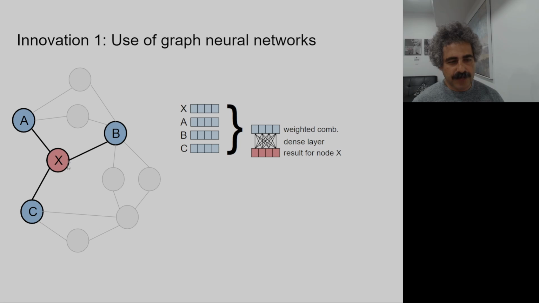We take a particular vertex and we look at its neighbors. Each of these vertices has a particular feature vector associated with it. These are combined into a single feature vector by a weighted combination. Then a classical dense layer and an activation function are applied to obtain a result for node X. The graph layer typically processes all the nodes at the same time and can be applied multiple times in order to propagate information from more distant nodes in the graph.